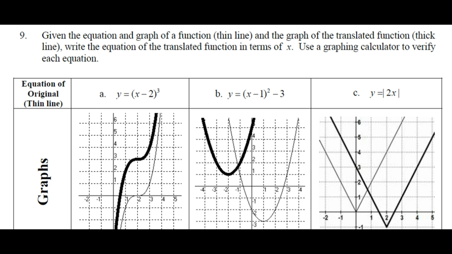Given the equation and graph of a function, the thin line, and the graph of the translated function, the thick line, write the equation of the translated function in terms of x. So in terms of x means all of these originals can be graphed, right? You plug them into your calculator. You can graph y equals (x minus 1) squared minus 3.